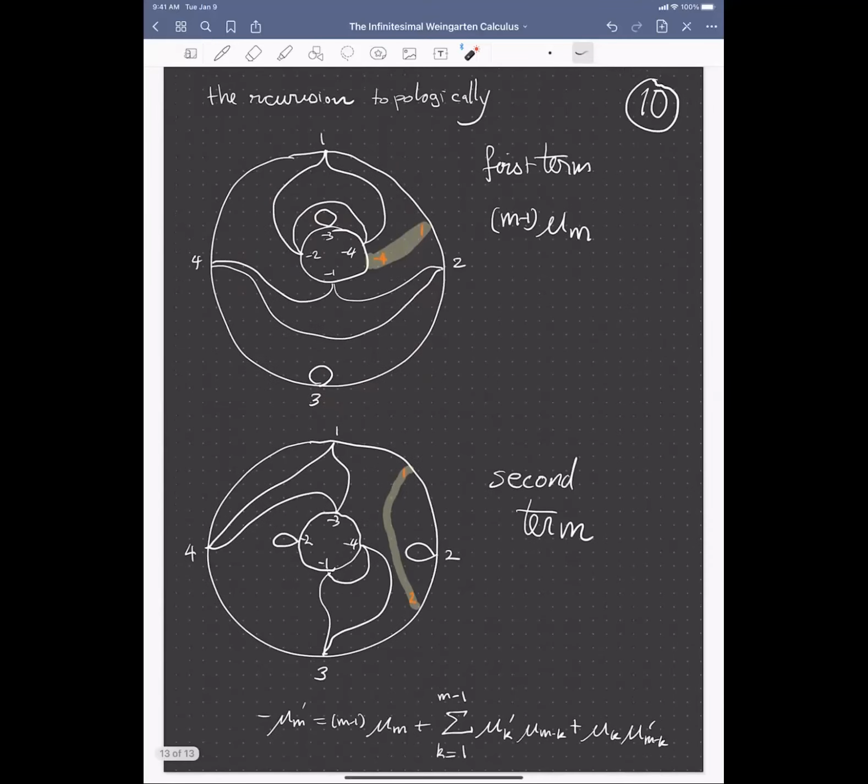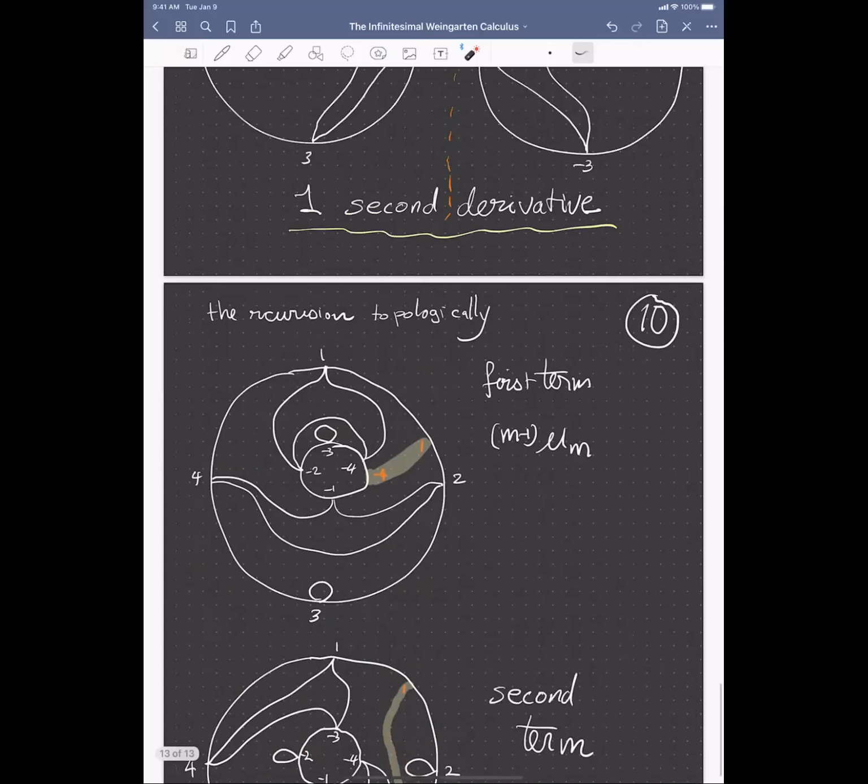If 1 is connected to something on the same boundary, then you've split this into 2 parts. You've got a non-crossing partition on 1 point here, and on this side of the line you've got something with 1 fewer point. Now this thing is in there, but it's already taken into account by symmetry, so we just ignore that. And so there's the topological explanation of this formula.